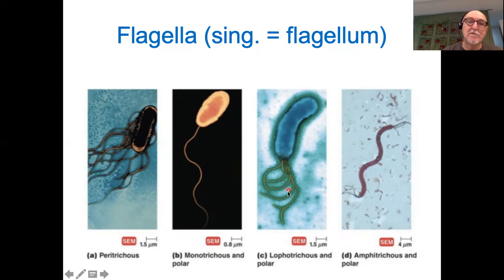Lophotrichous is a bunch of flagella, polar. And these are kind of specialized. They're called amphitrichous flagella. They're actually very, very large flagella in a bunch. And that's characteristic of the spirilla. They're amphitrichous and they are polar.